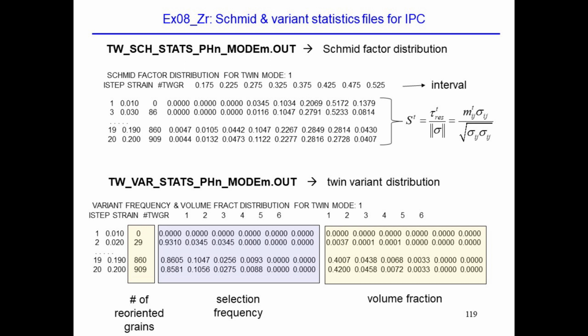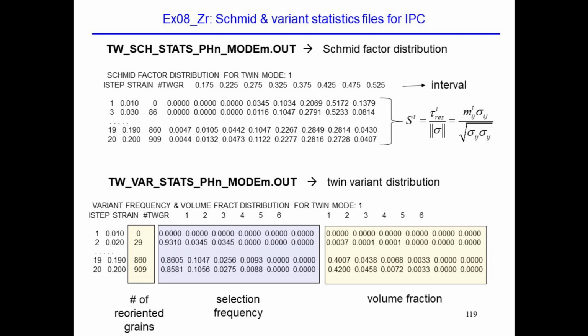If you look now at the twin variant statistics, there are two pieces of information. One is what is called the selection frequency. The selection frequency means in each step you are picking a certain number of grains that meet the condition for reorientation. And then this tells you that 93% of those grains were variant 1, 3.4% were variant 2, 3.4% were variant 3, and you didn't pick any grains that were variant 4, 5, and 6.